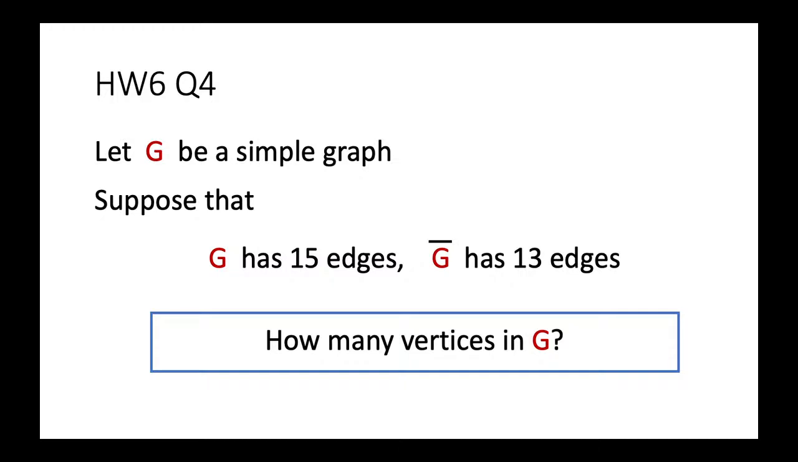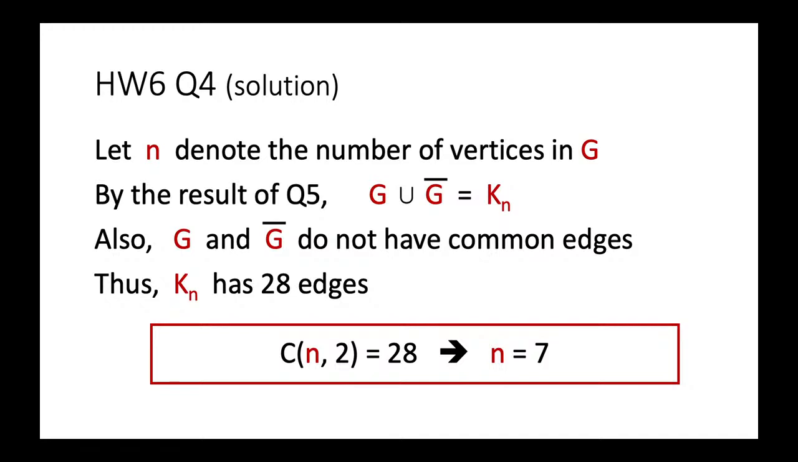So we can make use of the result of question 5 directly. Suppose that n is the number of vertices in G. By the result of question 5, we know that the union of these two graphs, G and G bar, will be the complete graph. But we also know that G and the complement of G do not share any common edges. So what does that mean? It means that one has 15 edges, the other has 13 edges, and they do not share any common edges.